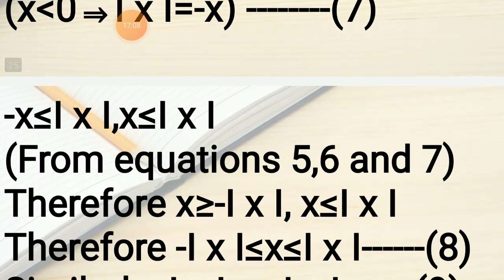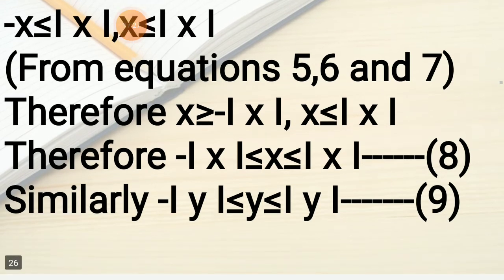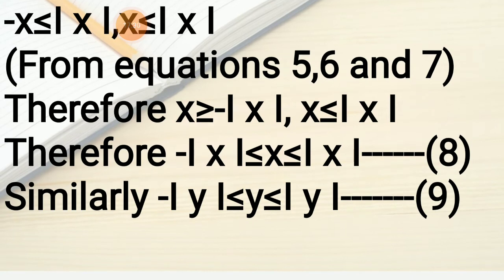By 5, 6, 7, minus x is less than or equal to |x| and x is less than or equal to |x|. Multiplying minus x less than or equal to |x| by minus one, x is greater than or equal to minus |x|. Next, x is less than or equal to |x|. So minus |x| is less than or equal to x, but x is less than or equal to |x|. Therefore, minus |x| is less than or equal to x, which is less than or equal to |x|. This is the eighth equation.